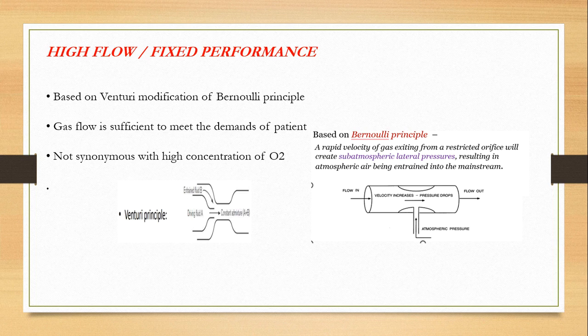Now in the Bernoulli principle, when a gas is flowing at a very high velocity through a tight or thin orifice, there is a lateral decompression on the sides, and a subatmospheric pressure is created through which the entrainment of atmospheric air happens. So a fixed amount of gas, which is the oxygen, flows through a terminal, and the rest of it is mixed with the entrainment of atmospheric air, making it possible to give a fixed delivery of oxygen.